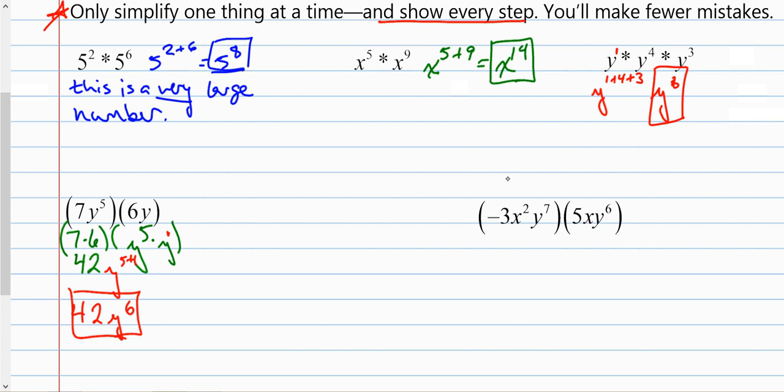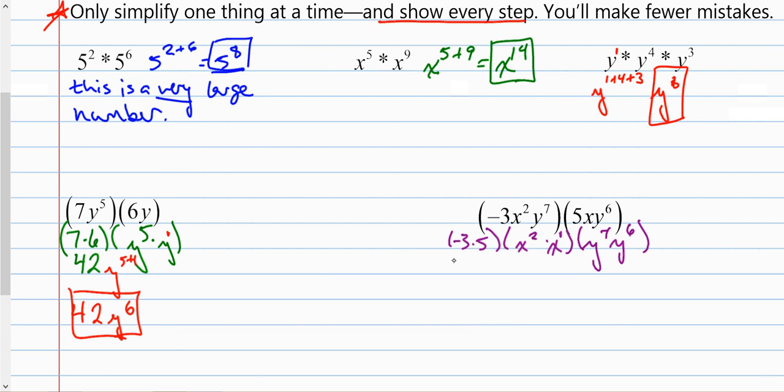For this last problem, I'm going to use a similar strategy, except now I have 3 bases, so I'm going to break this into 3 pieces. I'm going to have my negative 3 times 5, my x to the 2nd times x, and I'm going to write a 1 there. We like to call that a ninja 1. Not everyone, but several of us at Linn-Benton Community College like to call that a ninja 1. And then I'm going to group my y's together, y to the 7th times y to the 6th.